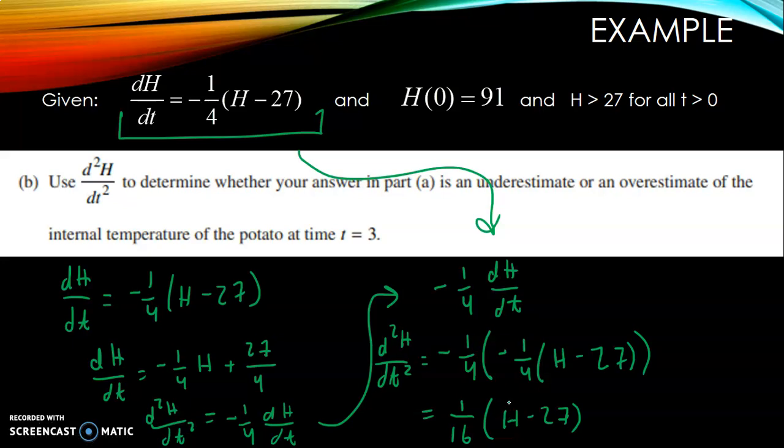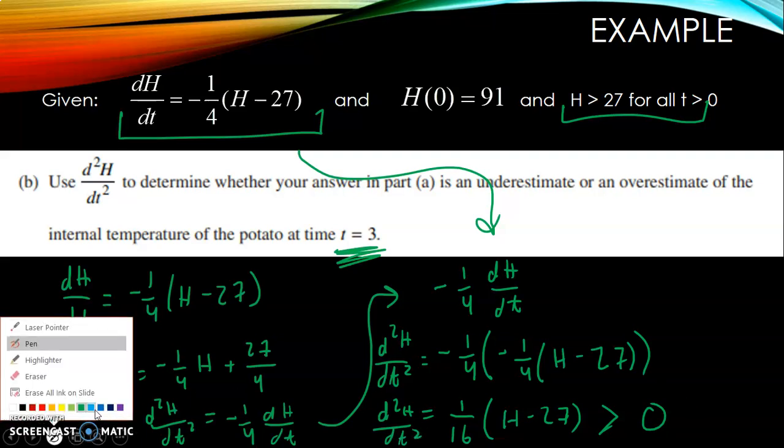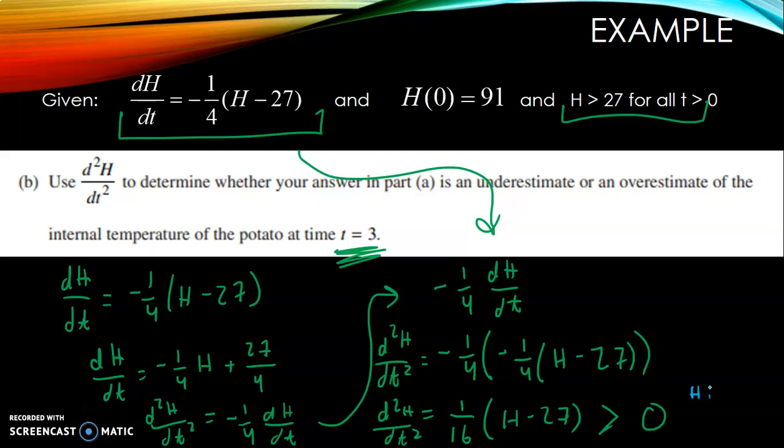Now, we don't know what h is at t equals 3. But in the original problem, it told me that the temperature was always greater than 27. So if this temperature is greater than 27, this will be a positive number, and this will be a positive number. So this is going to be greater than 0. I don't know what it is, and I don't need to know what it is. I just need to know whether it's positive or negative. In this case, it's positive. So if the second derivative is positive, that means the original function is concave up. So that would mean that h is concave up at this point, at t equals 3.